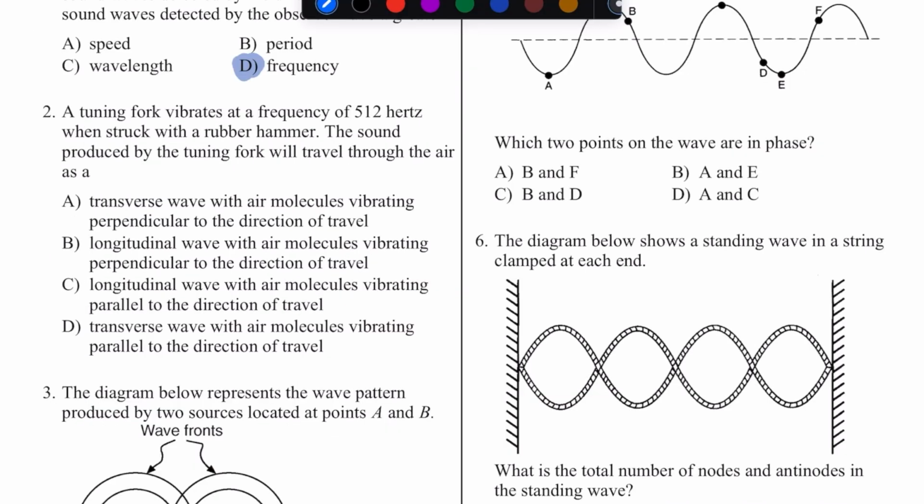Number 2. A tuning fork vibrates at a frequency of 512 Hz when struck with a rubber hammer. The sound produced by the tuning fork will travel through the air as a what? So this is a concept about sound waves. So immediately when we see sound waves, we should think longitudinal waves because we should remember that sound waves are longitudinal waves. So immediately we know that choices A and D are out because it says that the sound wave is transverse, which is wrong.